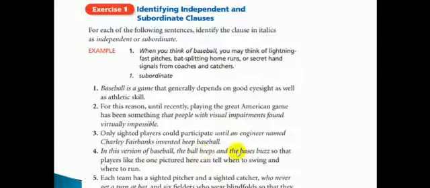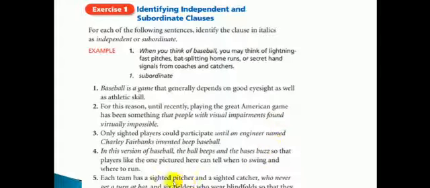The ball beeps and the bases buzz. Actually, we have two independent clauses. The ball beeps, that's one. The bases buzz, that's two. So we have two independent clauses. So that players like, and so on till the end. What is that? That is a subordinate clause started with the subordinating conjunction so that.